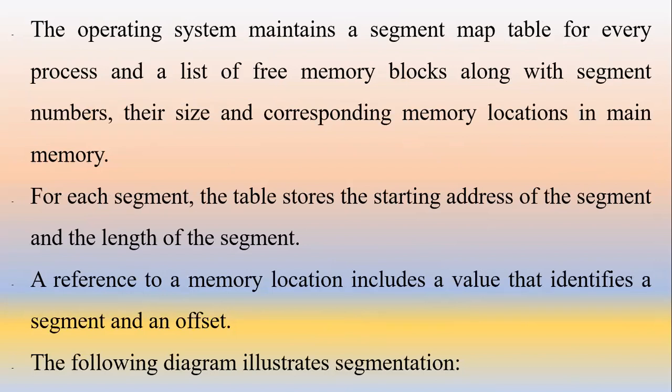The operating system maintains a segment map table for every process and a list of free memory blocks, along with the segment numbers, their size, and the corresponding memory locations in main memory. For each segment, the table stores the starting address of the segment and the length of the segment. A reference to a memory location includes a value that identifies a segment and an offset. The following diagram, therefore, illustrates segmentation.